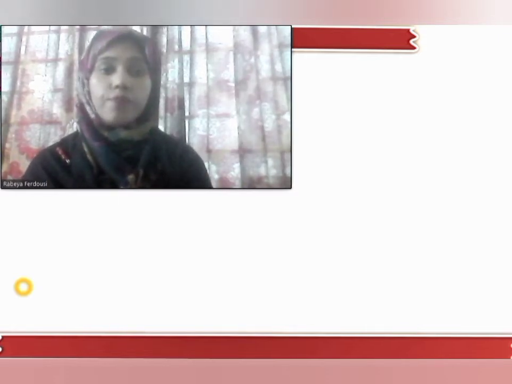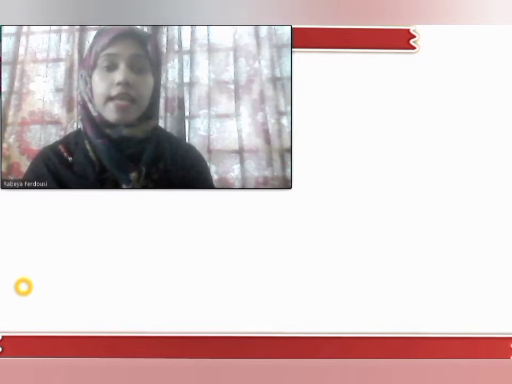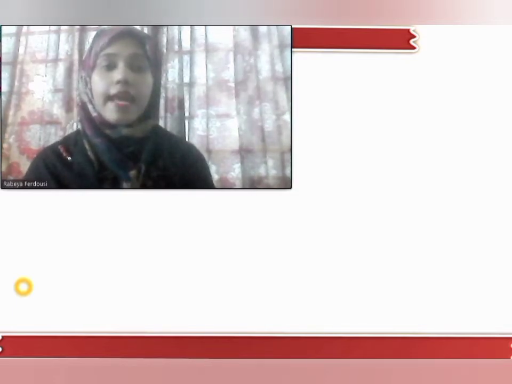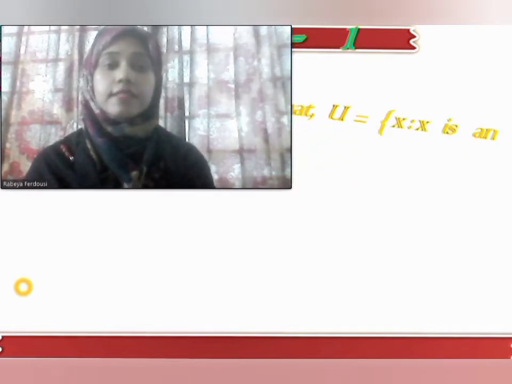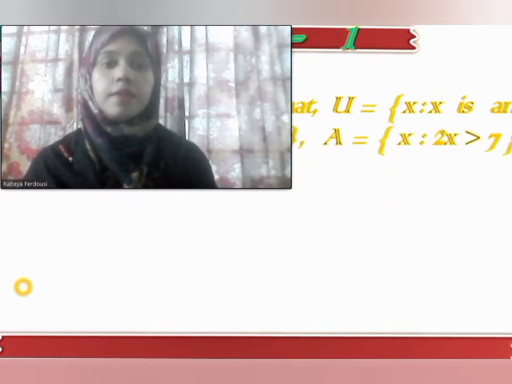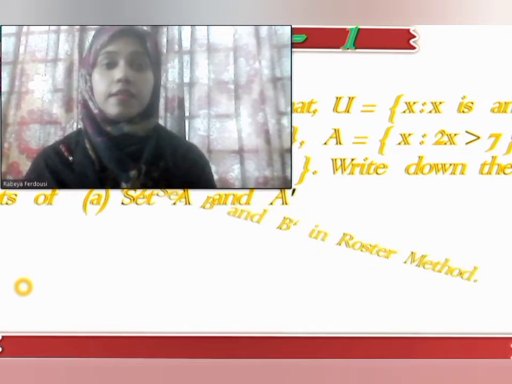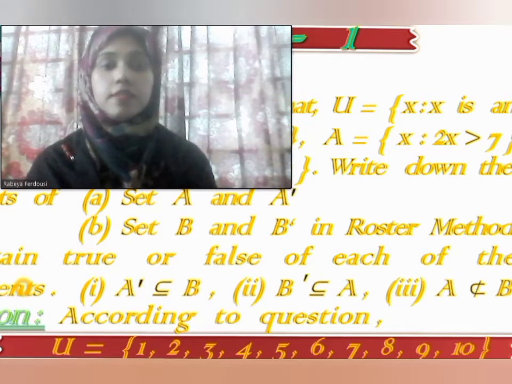The question of example 1 is given that U is equal to x such that x is an integer and x is greater than 0, less than or equal to 10. A is equal to x such that twice x greater than 7, and B is equal to x such that thrice x less than 20. Write down the elements of set A and A prime in roster method, set B and B prime in roster method.